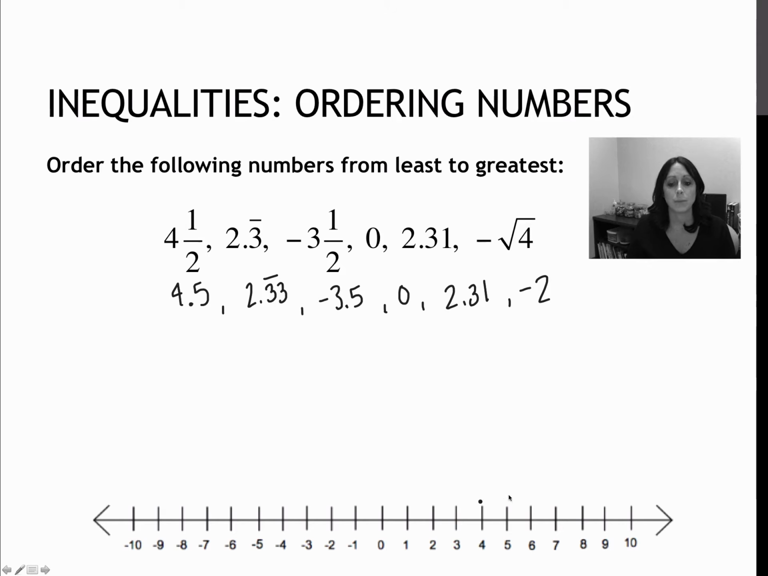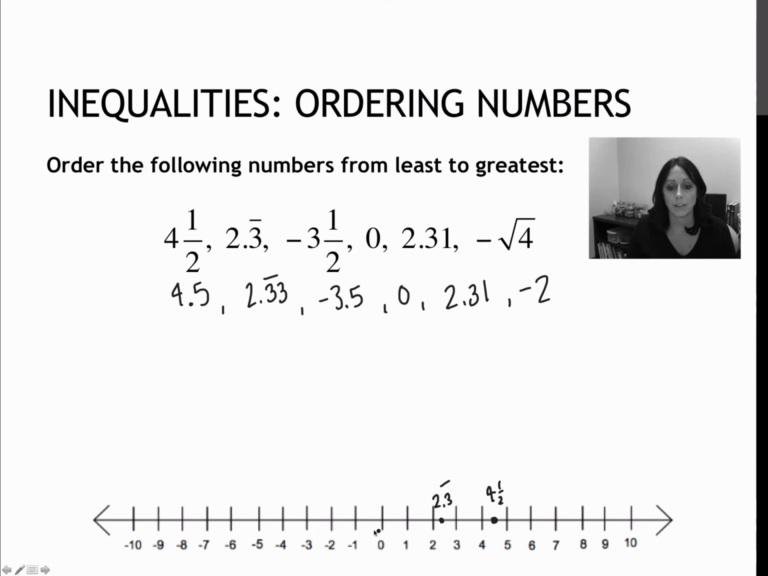So you don't have to plot these on a number line in order to order them from least to greatest. I'm going to on this first one just so you can see how it's done. So over here, this is 4.5. It's halfway between. Instead of calling it 4.5, I'm going to go ahead and use that 4 1/2, since when I list them in order, I have to use the original values. 2.3 repeating would be between 2 and 3, and it's closer to 2 than it is to 3. So this is 2.3 repeating.